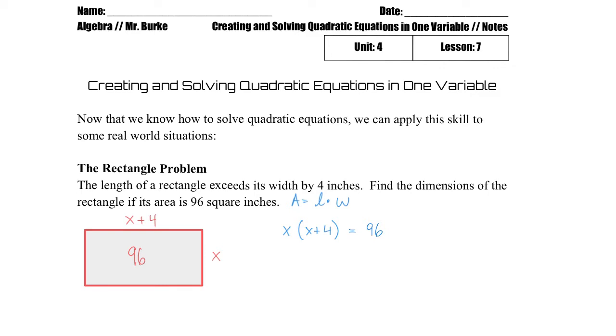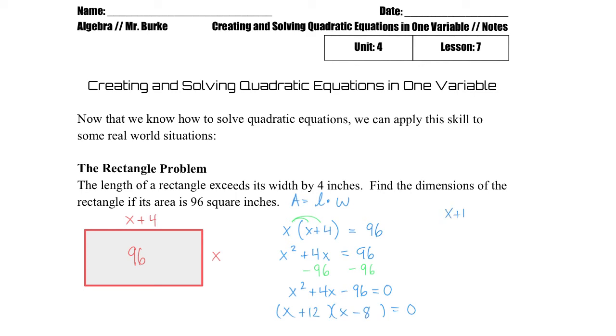So now I'm going back to lesson number 5, where we taught you how to solve quadratic equations. So I'm going to start by distributing because I'm trying to get this into standard form. And I'm still not in standard form. I have to subtract 96 from both sides. And so I have x squared plus 4x minus 96 equals 0. Now I can actually solve this. So the next step is going to be to factor. This is a regular trinomial. Two numbers that multiply to negative 96 and add to 4 is going to be positive 12 and negative 8.